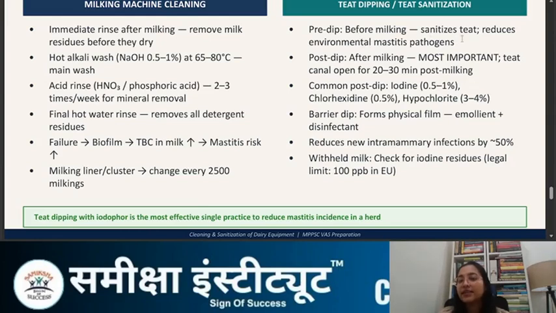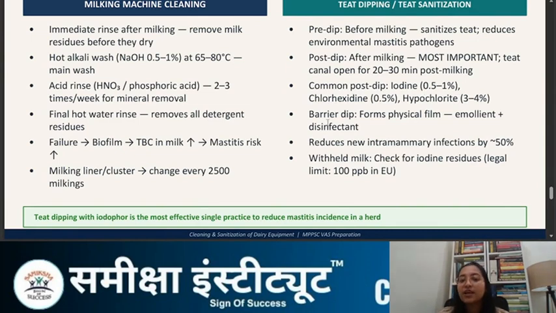Before milking, teats should be sanitized because it reduces the environmental mastitis pathogens. For example, E. coli, the coliforms, staph bacteria. All these are environmental mastitis pathogens which need to be cleaned. Then post dipping also should be there after milking, most important because the teat canal will remain open for 20 to 30 minutes post milking. So before and after both should be employed. Commonly used are iodine and chlorhexidine or hypochlorite solution. All three are very important and they are usually used.